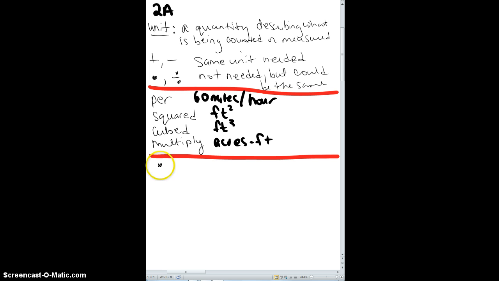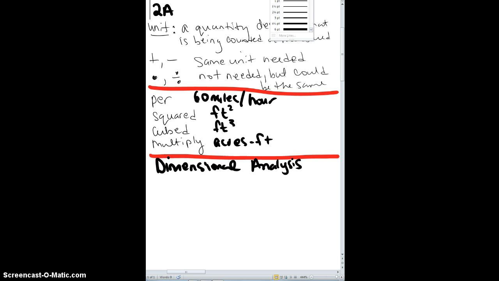The next thing we're going to talk about really quick is dimensional analysis. And this is basically a fancy word for a way of converting between different units. And the method actually helps you figure out the math. So if you're always like, I don't know if I multiply or divide, this would really help you.